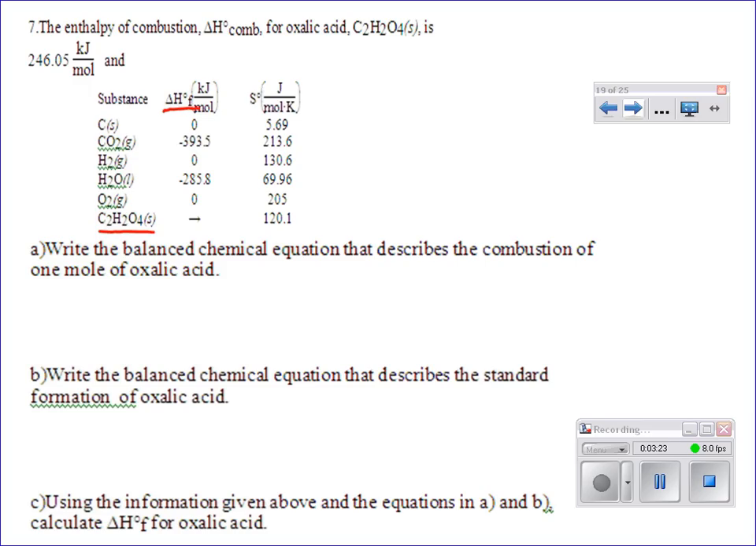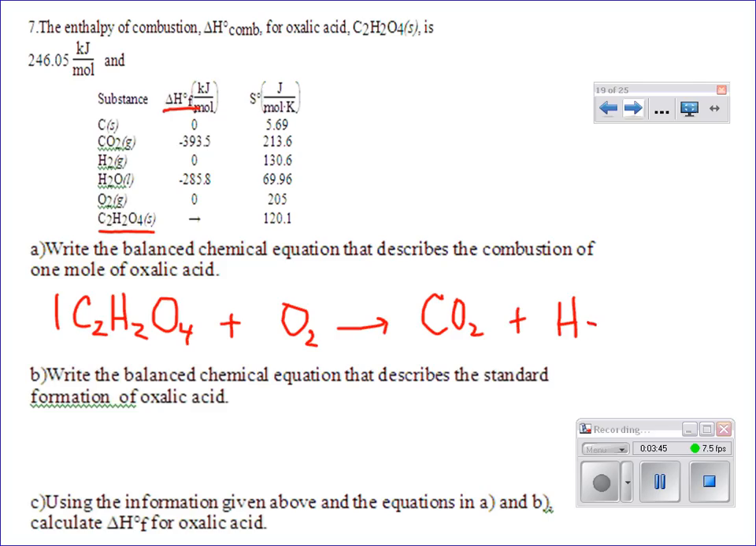You guys did this in Unit 5. Write the balanced chemical equation describing the combustion of 1 mole of oxalic acid. So we're going to take oxalic acid and we're going to combust 1 mole of it. What's that equation? Plus O2 gives us carbon dioxide and water. So I'm going to balance everything but my O's.